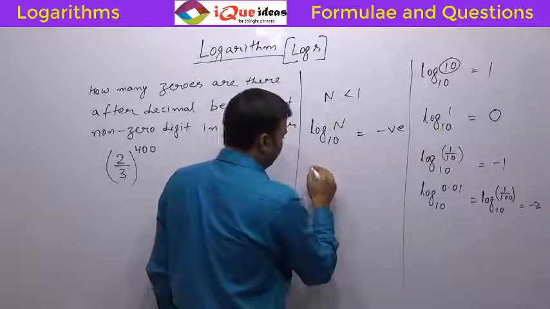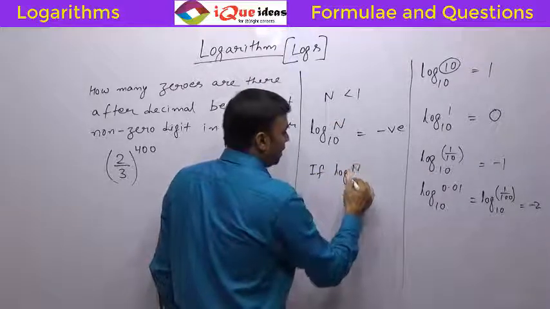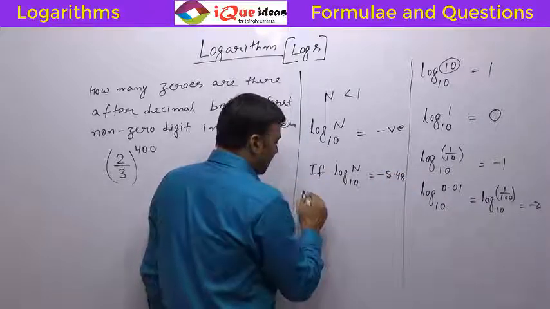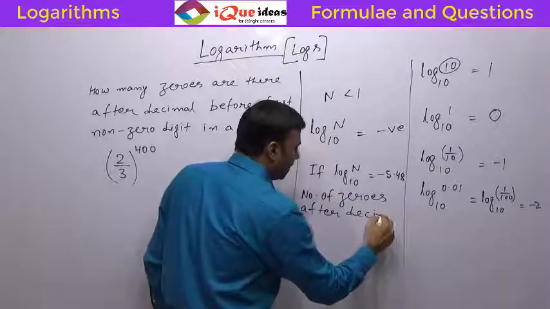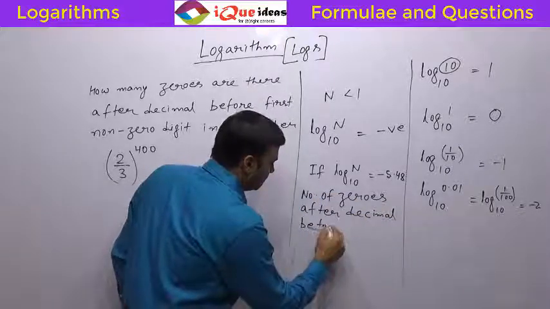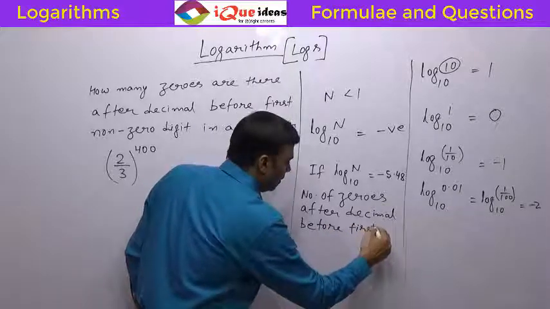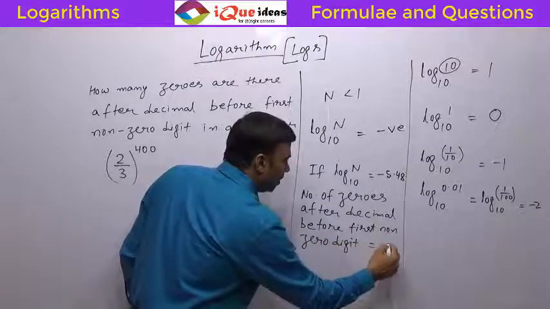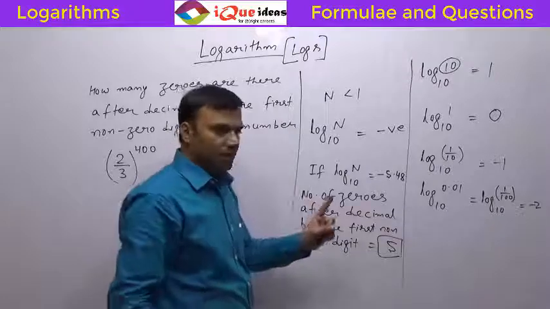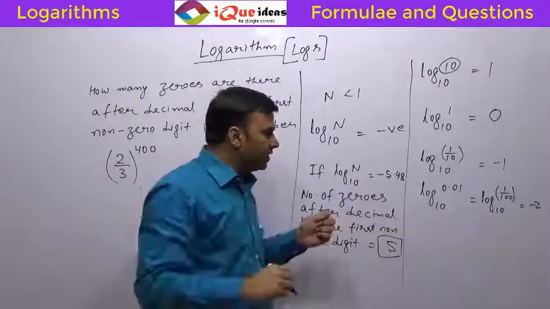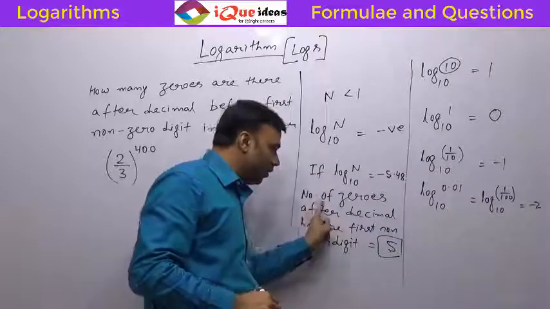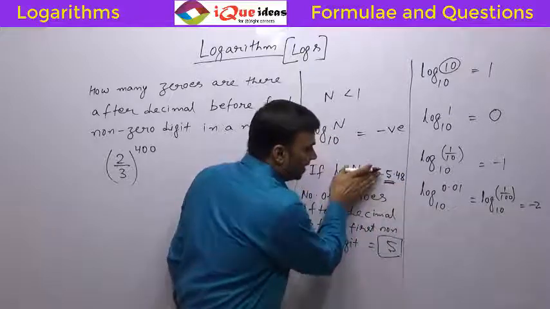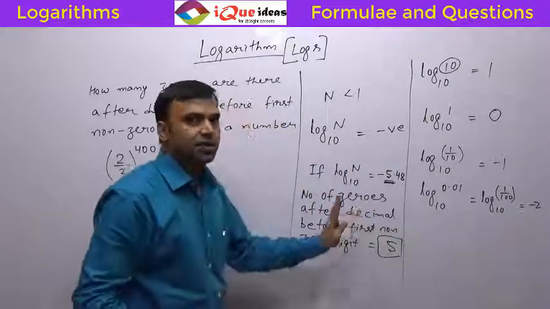Alright. So for example, if I say that log of n to the base 10 is minus 5.48, then the number of zeros after the decimal before the first non-zero digit is straight away equal to 5. Remember, when we did the number of digits, we said it is the integer part plus 1. Here we are only talking about the number of zeros after the decimal before the first non-zero digit. It is simply the integer part of this log. Forget the negative sign, forget the decimal part, just the integer part. That is the number of zeros after the decimal.